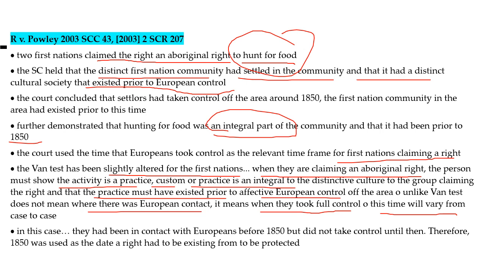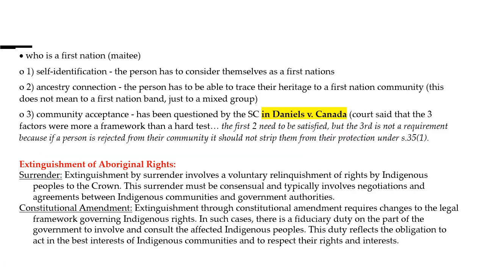In this case, there had been contact with Europeans before 1850 but they did not take control until then. Therefore, 1850 was used as the date from which a right had to exist to be protected. So this was the date. In this case, a particular thing came up. Here we are not talking about any aboriginal right that we already talked about in the previous two cases. Here we are talking about which date. What do we mean by European contact, European control? So in an examination, if you get a case scenario, a question related specifically to European contact, then you will have to follow this case.